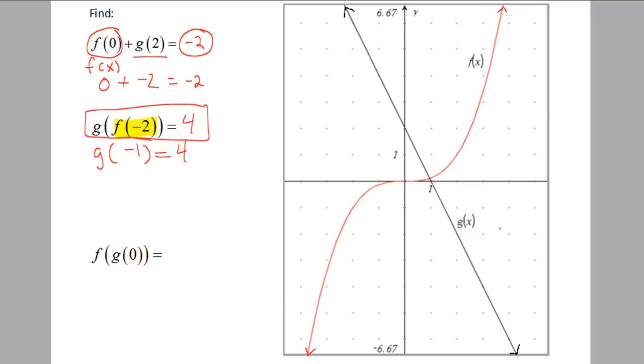Okay, one more example here. Well, maybe you should try it. Pause it and see if you can find f of g of 0. Okay, do that and I'll get back to you.